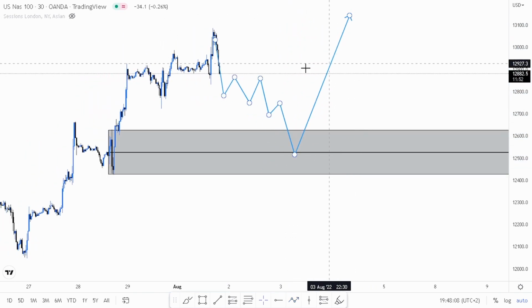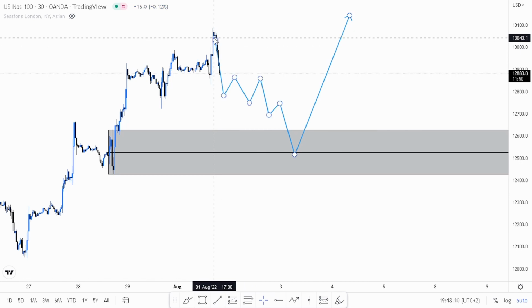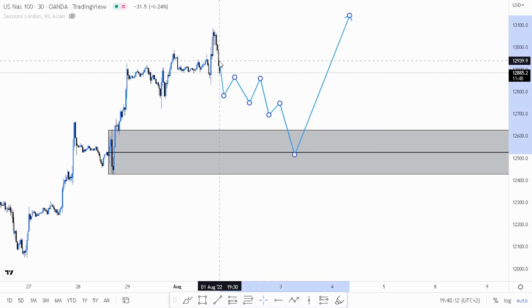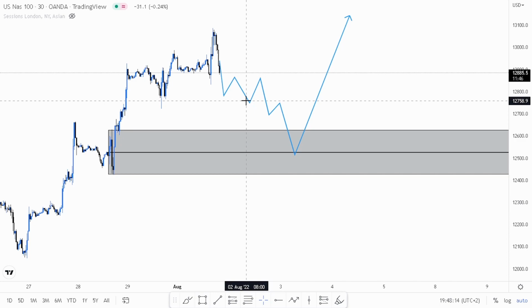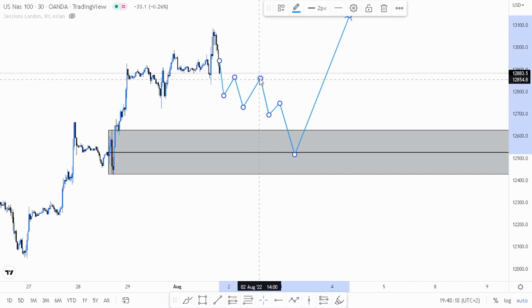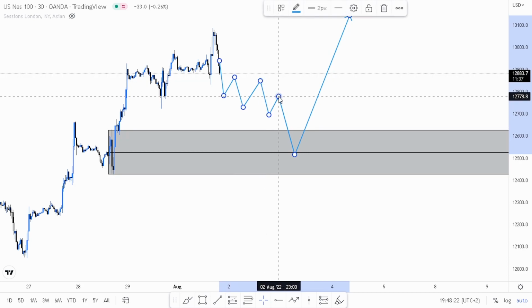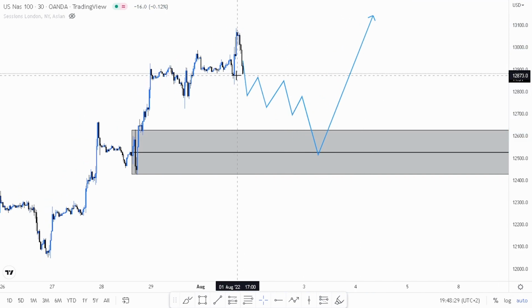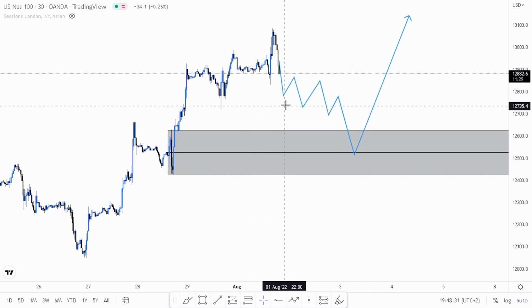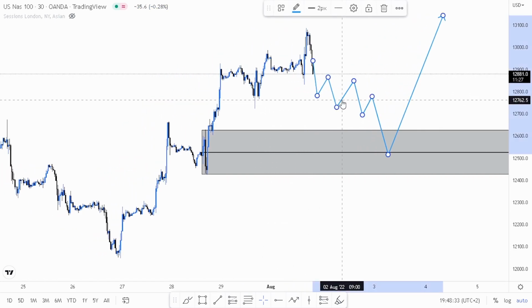Now, I'm not saying the strategy is a 100% strategy. No strategy is 100%. But if you master the strategy and set rules around the strategy, you will lose less money and you will make more money. So yeah, guys, this is just a quick setup which you can look into for Nasdaq this coming week.